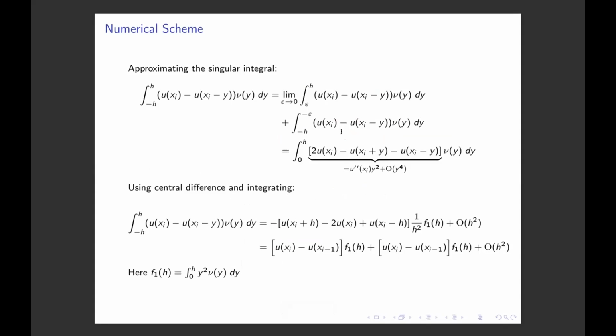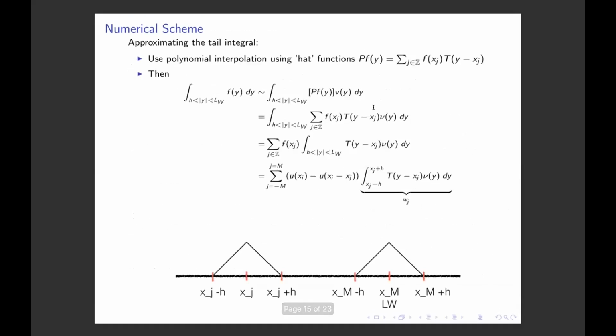And the idea is that when you do this, realize that the integrand is really an approximation for the second derivative of your unknown evaluated at that particular xi, so that then what you can do is approximate that derivative using a central difference and then just integrate your kernel against the y squared. On the other hand, for the sections of the integral that are in the middle spaces, what you want to do is use a polynomial interpolation in order to approximate the integrand, and then just calculate the weights this way.